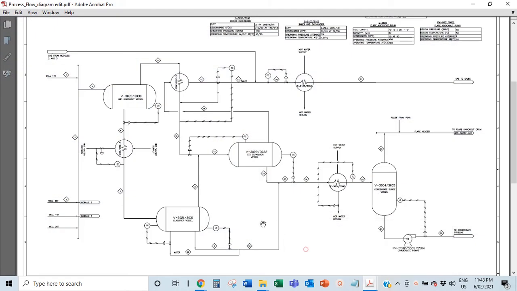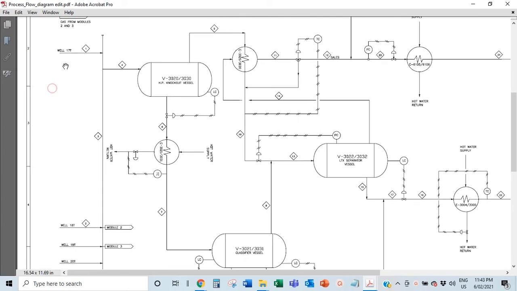So I'll go in depth. So I started off with the wellheads.